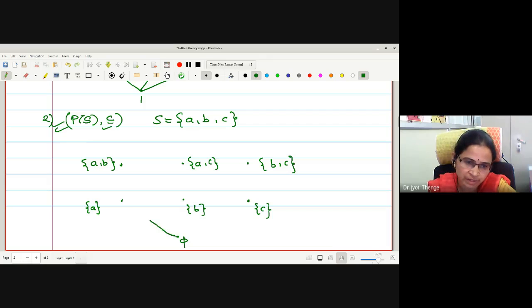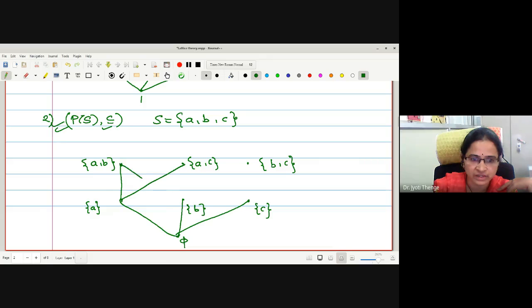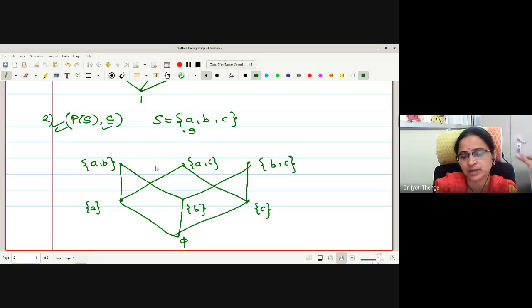Now phi is contained in singleton A, let me draw a line. Phi is contained in singleton B, singleton C. All the 3 lines I have joined. Next, singleton A is contained in these two, so let me join this by a line. Now B is contained in these two, this one and this one. C is contained in this and this also. And finally, we are left with the original set, and all the 3 doubleton sets are contained in the original one. So this is the Hasse diagram for the power set with 3 elements.